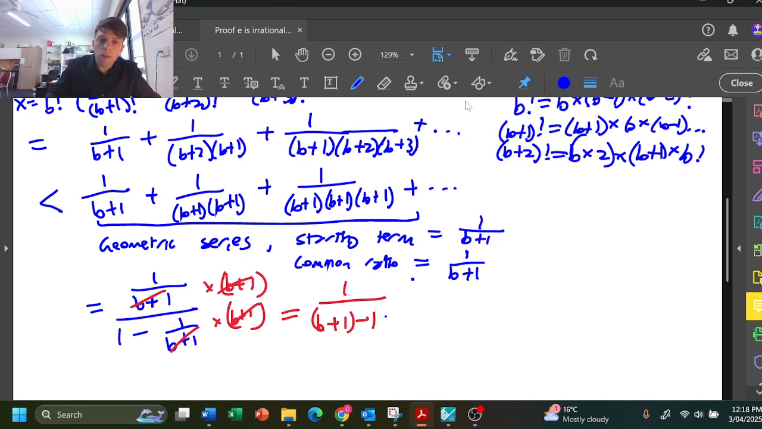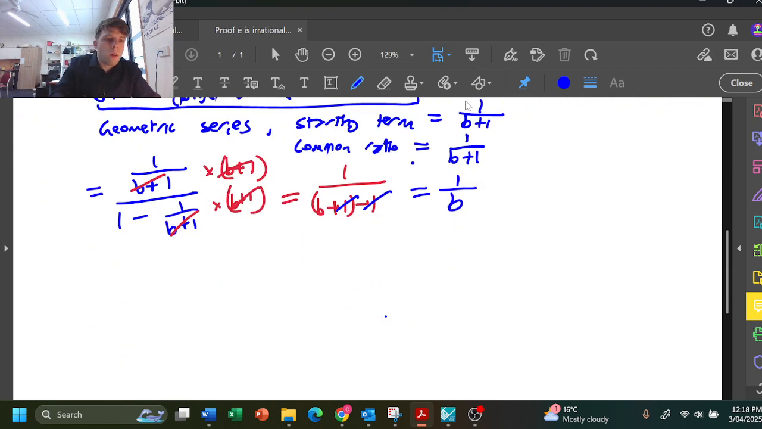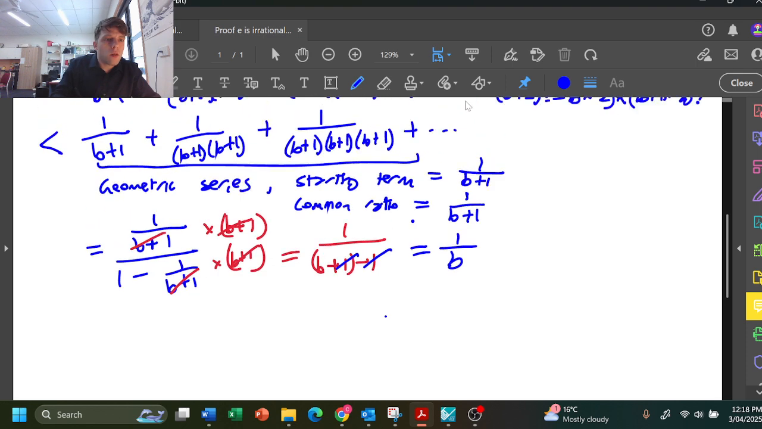And if we have a look at this fraction, well, this simplifies down even further. We have 1 over b plus 1 minus 1. We can just expand those brackets and we have 1 minus 1. That leaves behind 1 over b. Okay, so what have we found now? Well, we found that this expansion here, b factorial times 1 over b plus 1 factorial plus 1 over b plus 2 factorial plus etc.